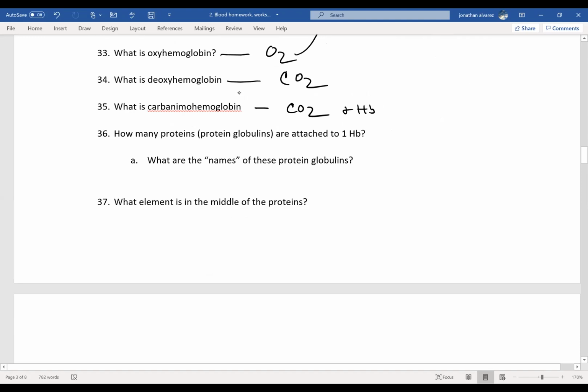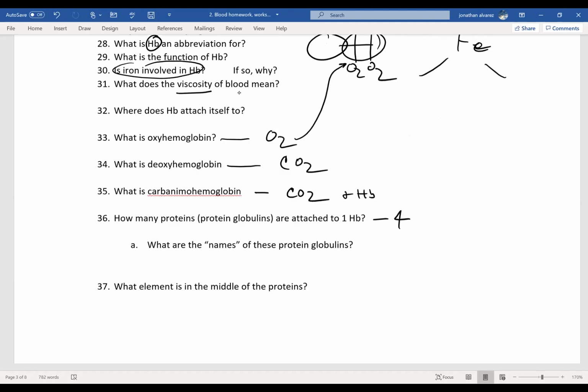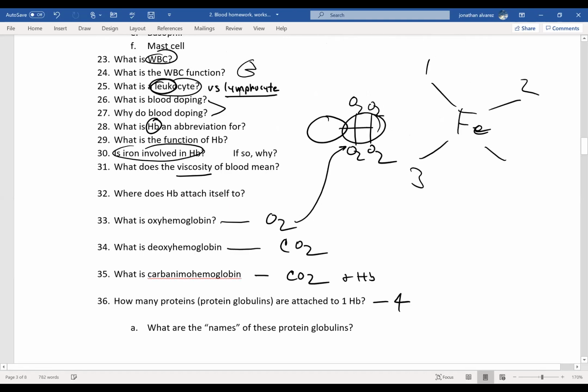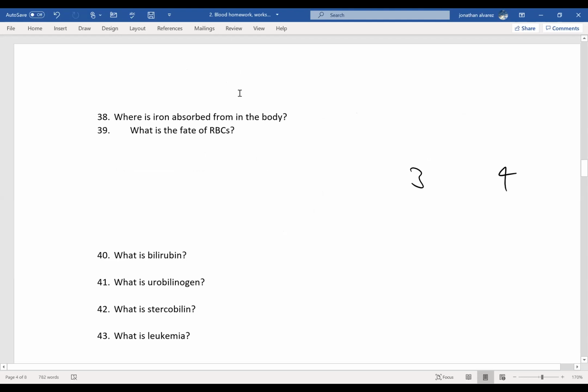The answer is 4. How many proteins are attached to one hemoglobin? And that's this, those 4 binding sites. Where is iron absorbed in the body? Oh my goodness. Let's see, the intestine.